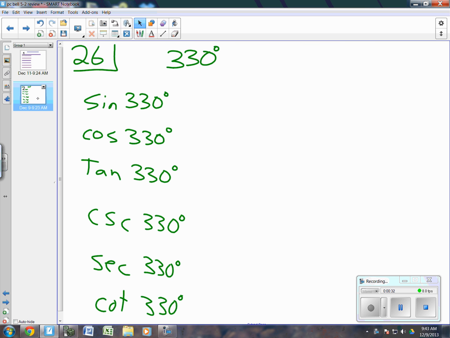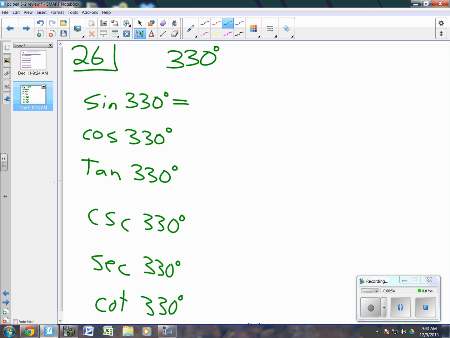All right. Someone asked about problem 26. We're supposed to find the 6 trig functions of 330 degrees. So I've written them out here, sine of 330 degrees and so forth. We're going to start with sine, and we're going to get our unit circles out. I put one over on this side. There's one on the bulletin board over on that side now.